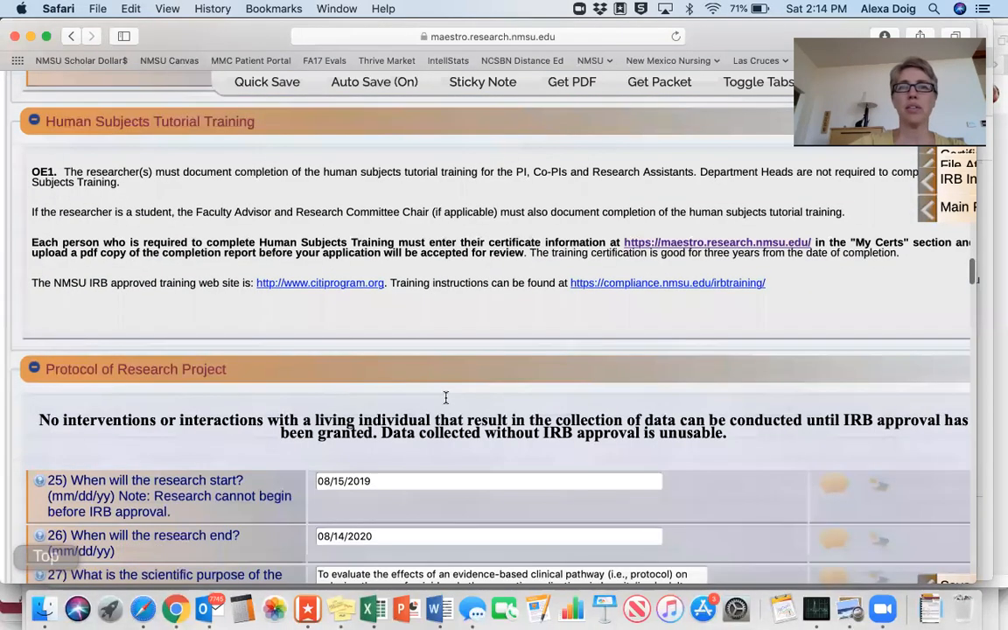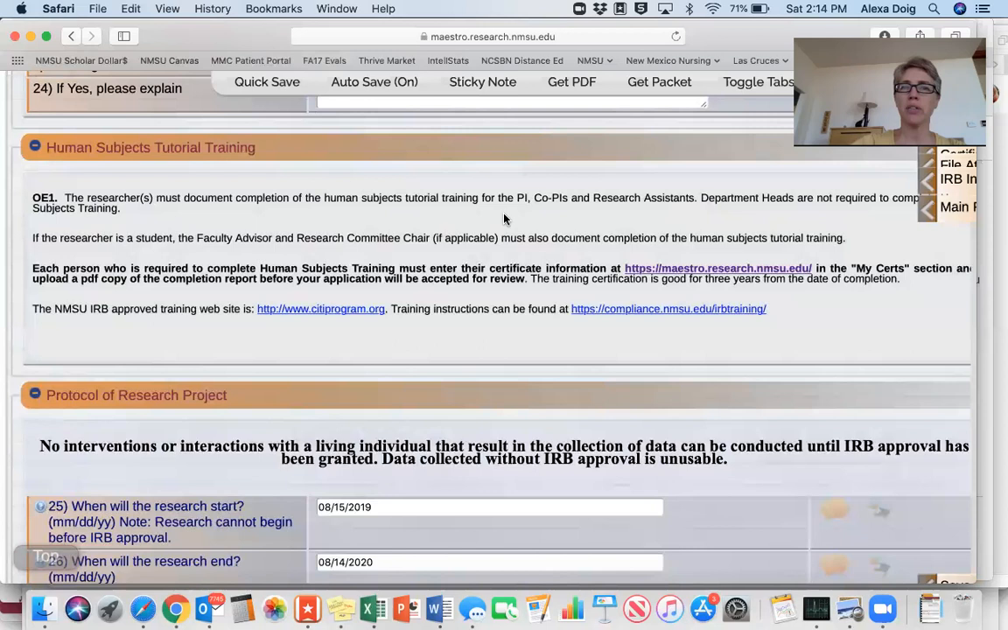This next section just reminds you that everybody involved in human subjects research has to complete some kind of responsible conduct of research training.